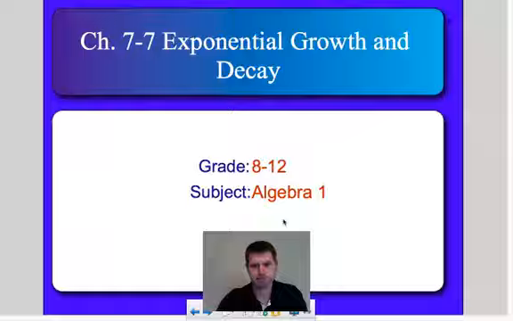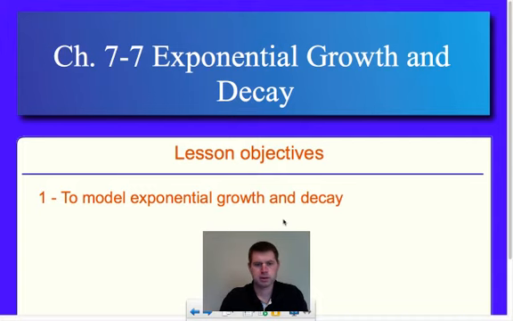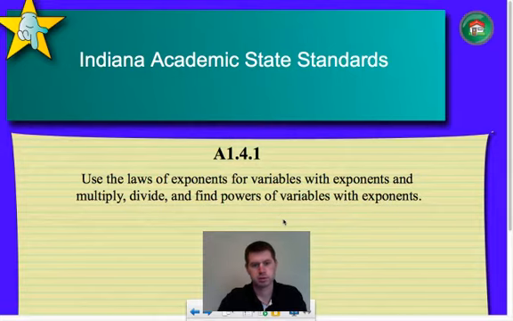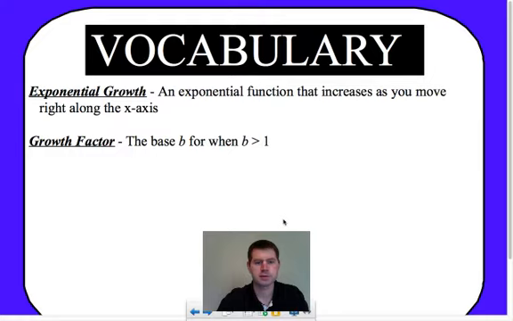Okay, so we're at chapter 7.7, which is exponential growth and decay. We're going to model exponential growth and decay, and we're still in A1.4.1. First, we have some vocab. The vocab is exponential growth, an exponential function that increases as you move right along the x-axis. So that's going to be kind of what we saw last section. We saw this line kind of go up. That would be an exponential growth.